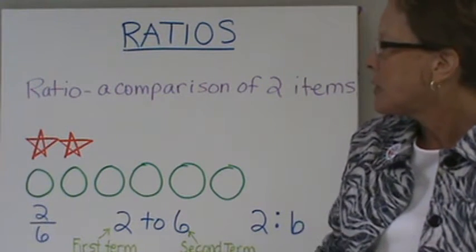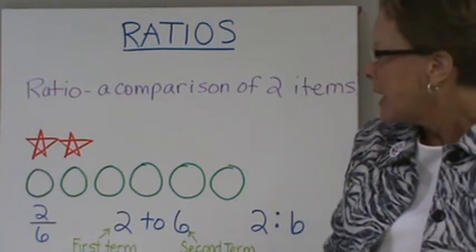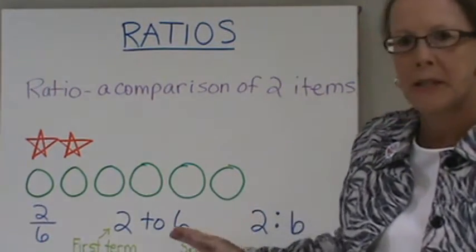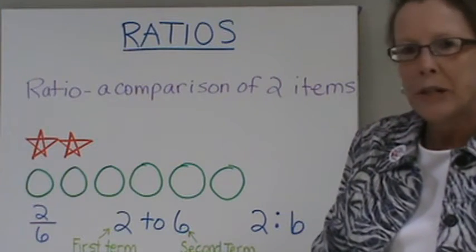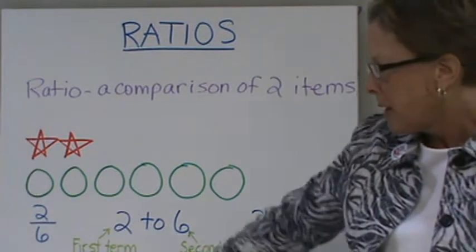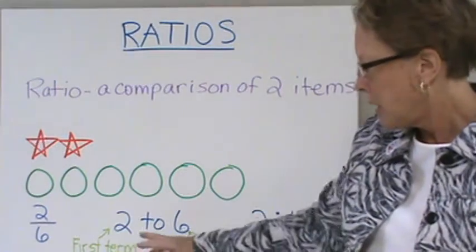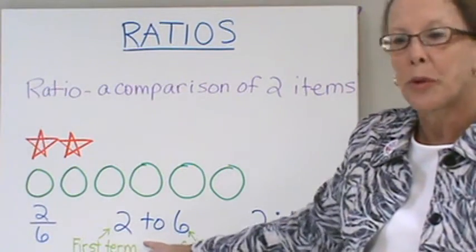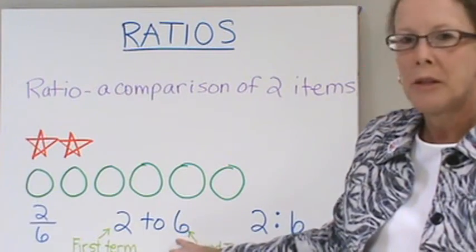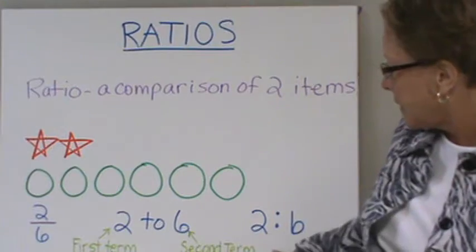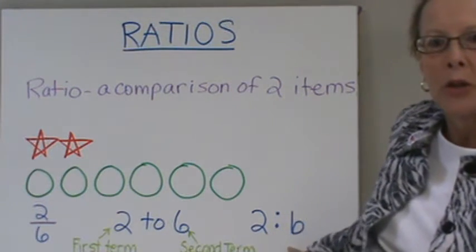Okay, ratios is a comparison of two items. Here I've got two stars, and I have 1, 2, 3, 4, 5, 6 circles. Ratios can be written in three different ways. As a fraction, and you say this 2 to 6, or with the word to in the middle, 2 to 6, said the same way, and then the last one is with a colon, 2:6.